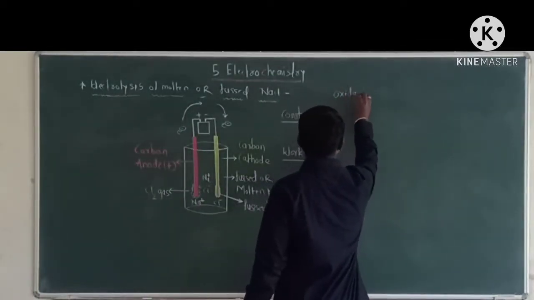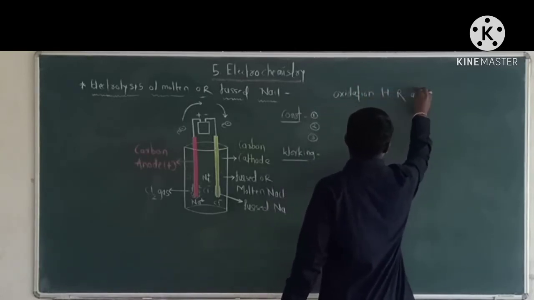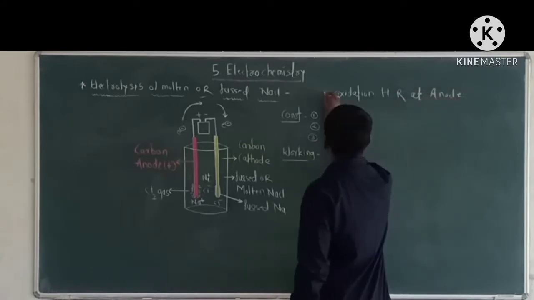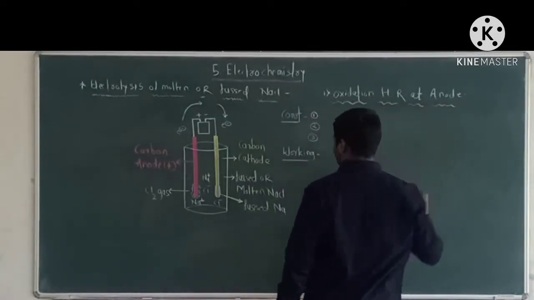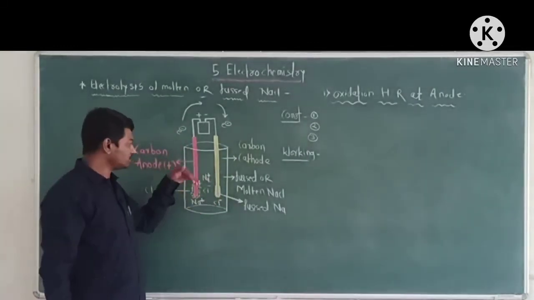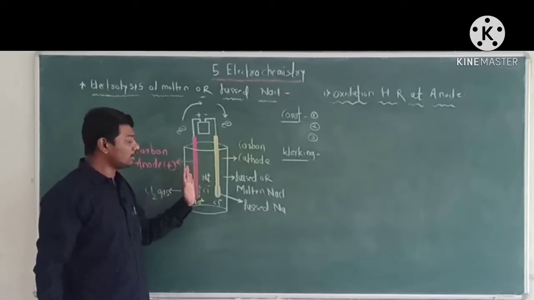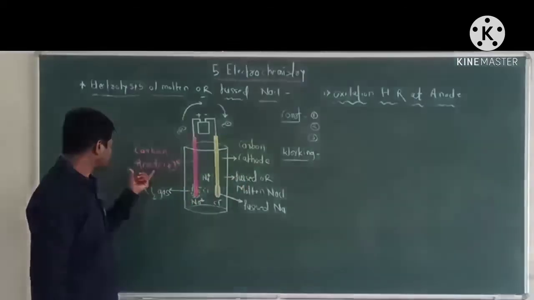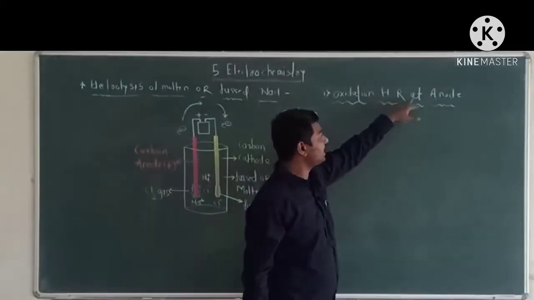Oxidation half reaction at the anode. When the current flows, the Na+ and Cl- ions present in the fused or molten NaCl move: the Na+ ion is attracted toward the cathode, and the Cl- ion is attracted toward the anode. Now, the oxidation half reaction at the anode.